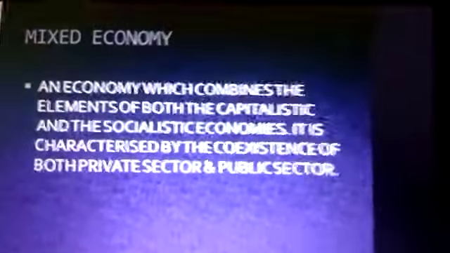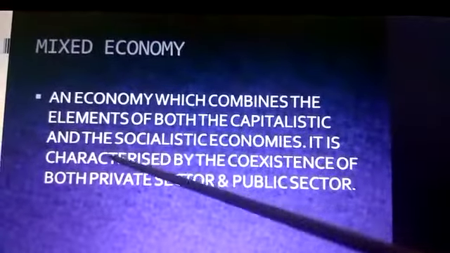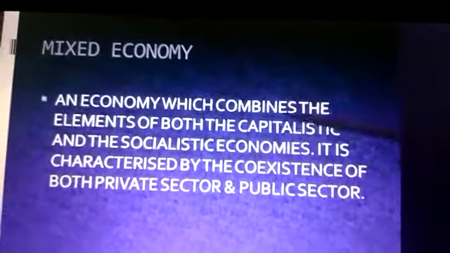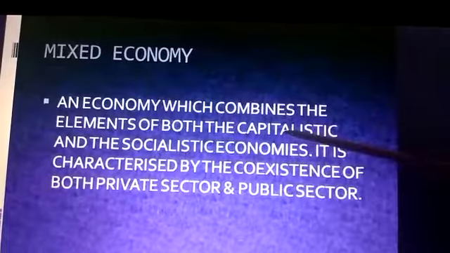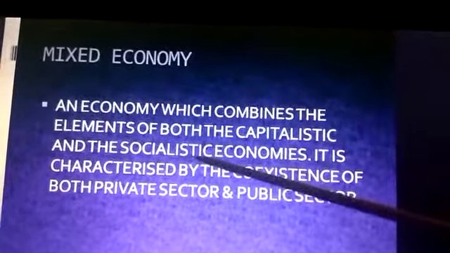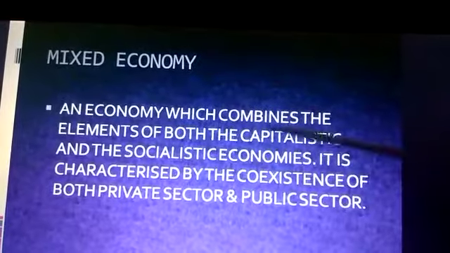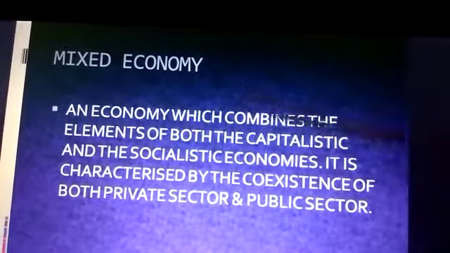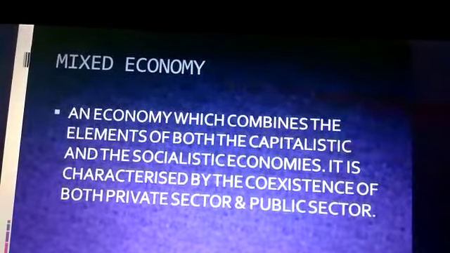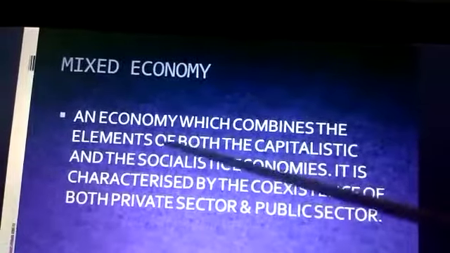which combines both the features of the capitalistic economy and the socialistic economy. In a capitalistic economy, everything is owned by the private. In a socialistic economy, everything is owned by the government. This economy is a combination of capitalistic and socialistic, in which some resources are owned by the private and some are owned by the government.